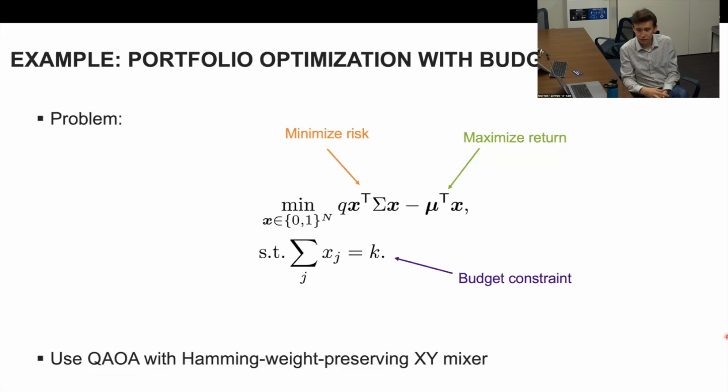We test this proposal on the portfolio optimization problem with budget constraints, where our goal is to maximize return, using a vector of expected returns, while minimizing the risk. So sigma is the covariance matrix. q is some coefficient controlling the trade-off between the return and risk that is desired. And we have a constraint on the budget, which we model as a cardinality constraint on the set of things we can include in our portfolio. So a Hamming weight constraint.